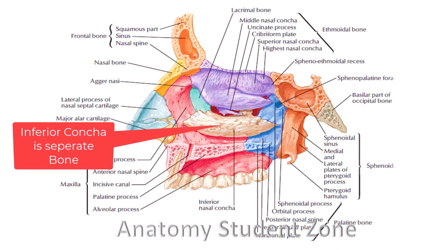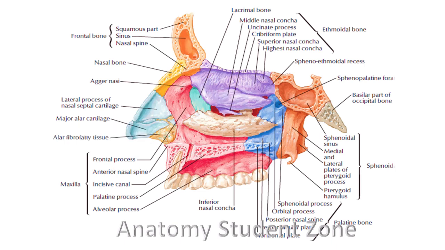Again, I am going to repeat. Superior concha is derived from the ethmoid bone. This is the smallest one, the most posterior one. Middle concha is derived from the ethmoid bone. This is the most prominent one. And the inferior concha is a separate bone. This is the largest one and the most anterior one.